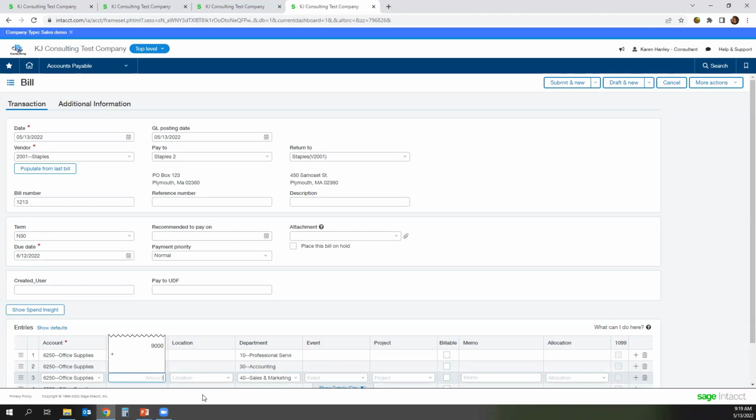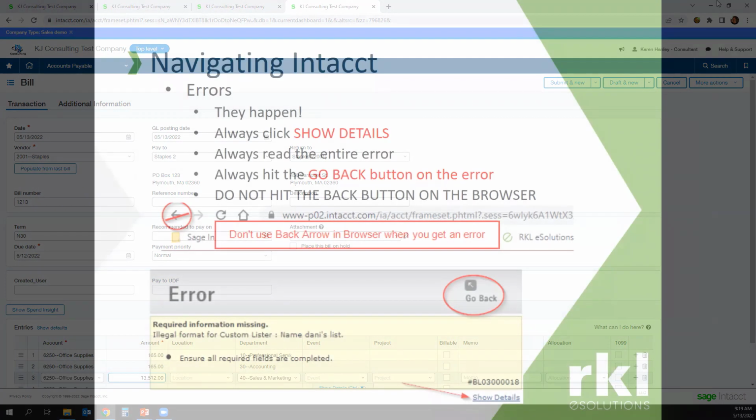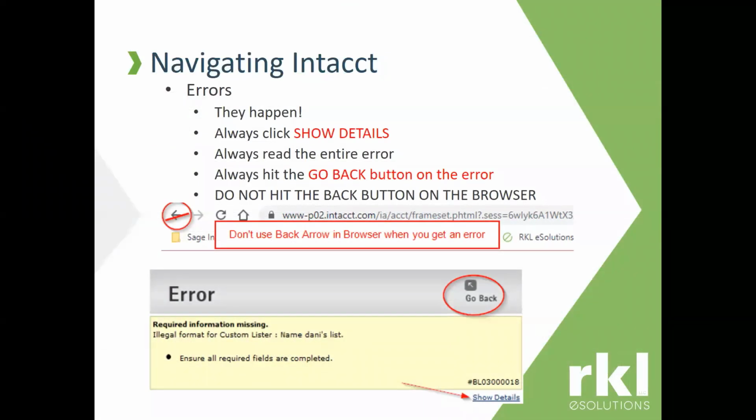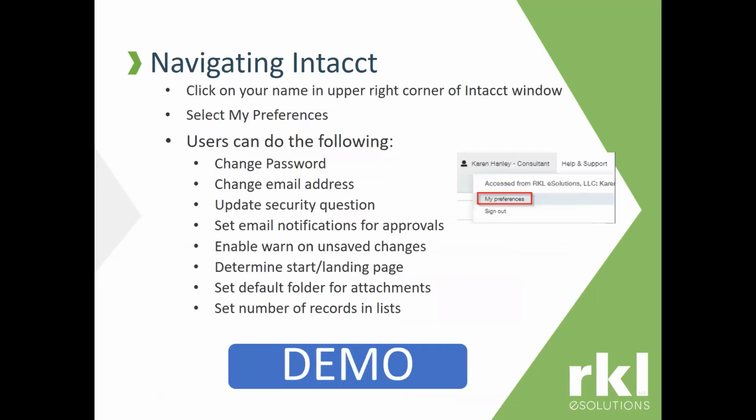You can also do addition, subtraction. And again, when you hit enter, it will drop that value into the cell for you. If you get an error message, always be sure to use the Go Back button in the error message itself. If you use the Go Back button in your browser, you may end up going back to the previous screen that you were in, and you may lose the data entry that you're in the middle of entering when you got the error message.